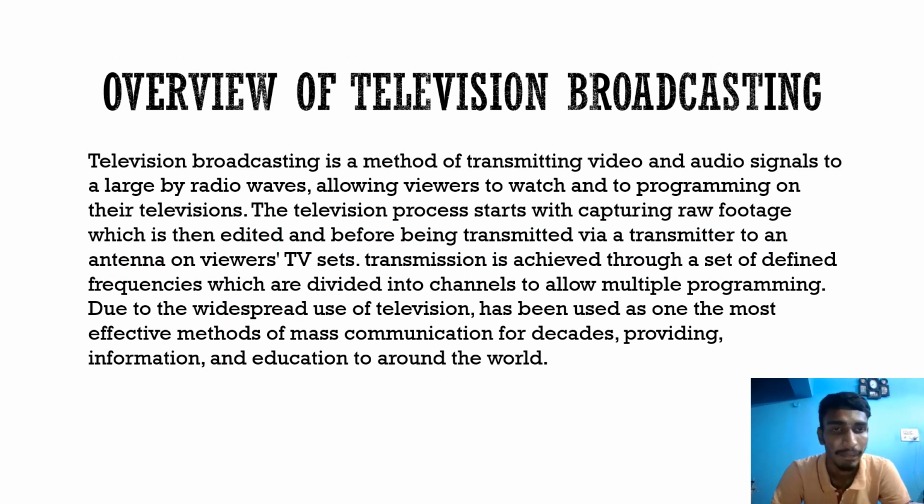Overview of television broadcasting. Television broadcasting is a method of transmitting video and audio signals by radio waves, allowing viewers to watch programming on their televisions. The process starts with capturing raw footage, which is then edited before being transmitted via a transmitter to an antenna on viewers' TVs. Transmission is achieved through a set of defined frequencies which are divided into channels to allow multiple programming. Television has been one of the most effective methods of mass communication for decades, providing information and education around the world.